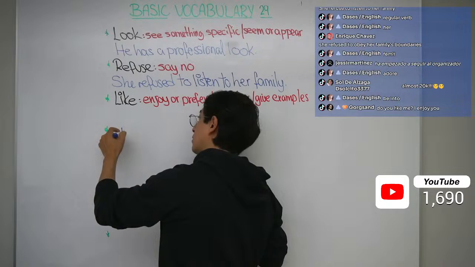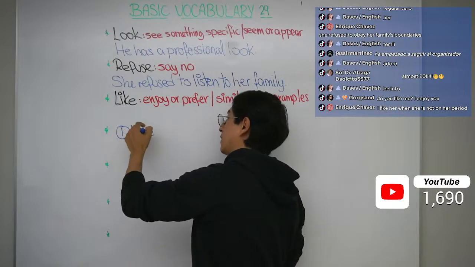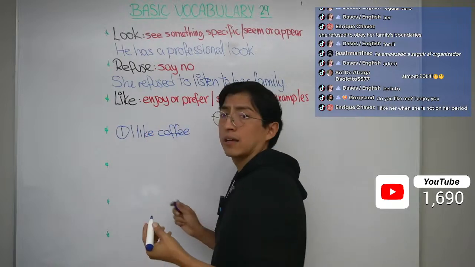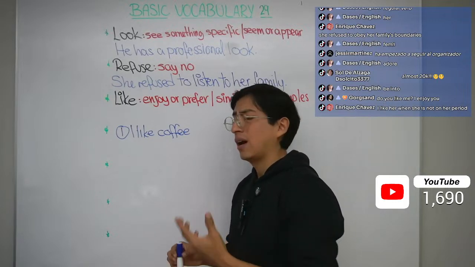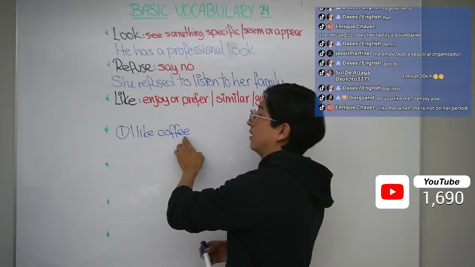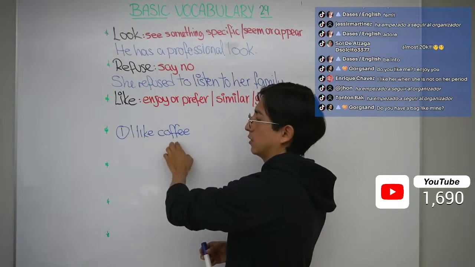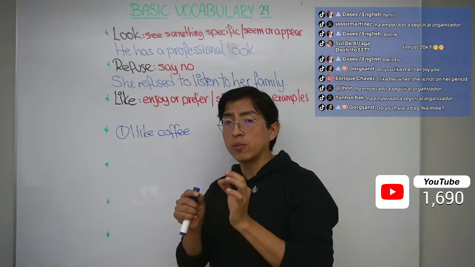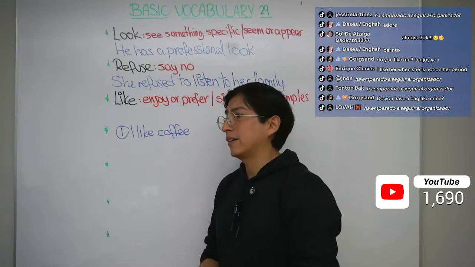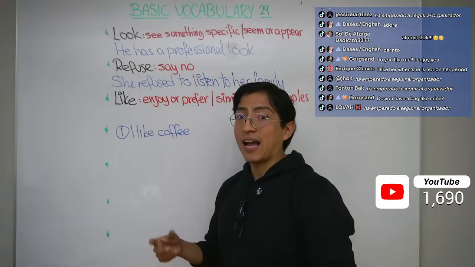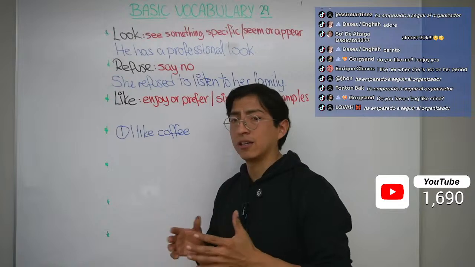Okay, number one, let's start with the first meaning. This is a very simple one. Yes, you can say I like coffee. I like milk. I like juice. I like fruits. I like vegetables. Yes, we can use a lot of combinations here. I like soccer, I like basketball, I like tennis. You can combine this with whatever you want. I like pizza, I like hamburgers, I like English, I like French, I like Spanish. I like iPhone, I like Samsung, and things like that.